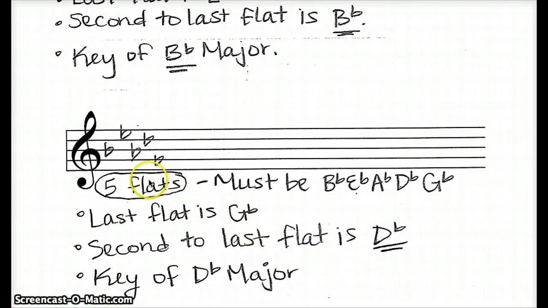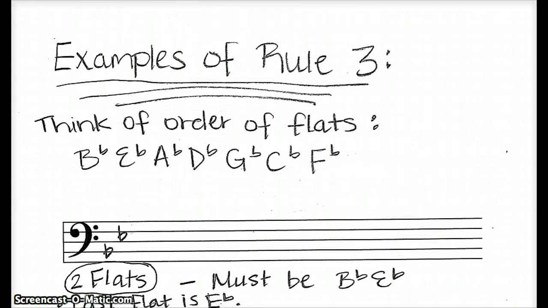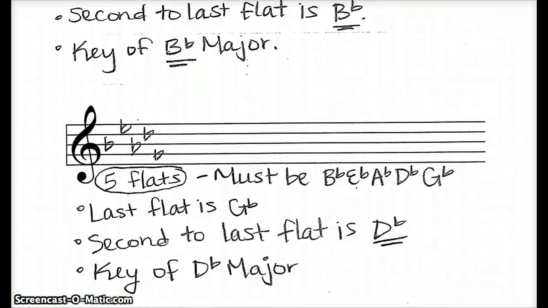We have 5 flats now. We know that if we have 5 flats, they have to be the first 5 on our list, right? So B flat, E flat, A flat, D flat, G flat. We have to have these 5 flats. So we have our 5 flats, and we know that the last flat is G flat. And if we go back 1 from that G flat, our second to last flat is D flat. So we are in the key of D flat major.